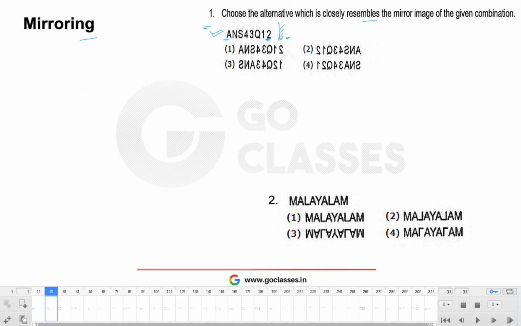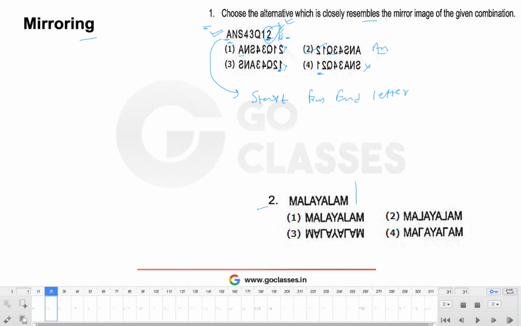It means the mirror image will start from this 2 and end in A. This will not be the answer. It is starting from A. It is starting from 1. This will not be the answer. It is ending on 1. This will not be the answer. So 2 is the answer. You can directly tell, right? So always remember, mirror image will start from this end letter and end on this starting one. Okay, I am talking about vertical mirror image.